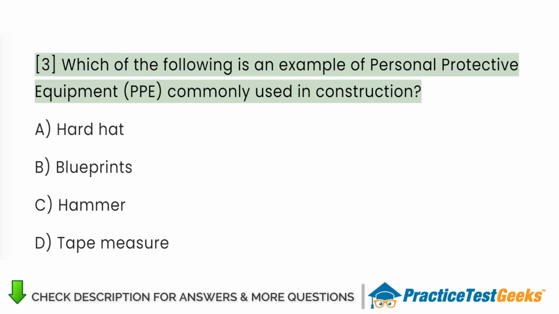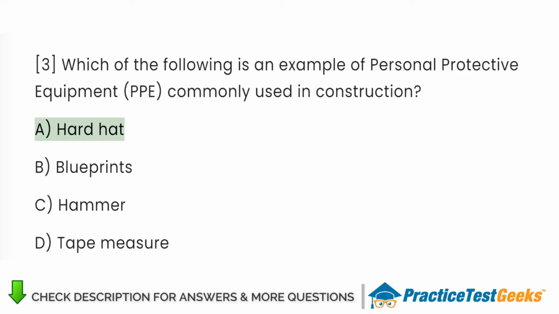Which of the following is an example of personal protective equipment, PPE, commonly used in construction? A. Hard hat. B. Blueprints. C. Hammer. D. Tape measure.